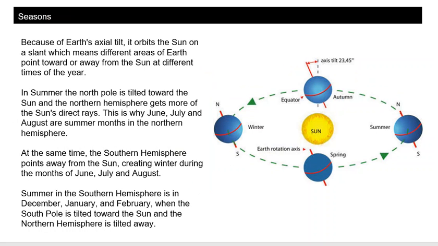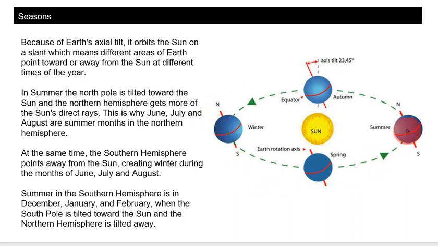So because of Earth's axial tilt, it orbits the Sun on a slant, which means different areas of Earth point towards or away from the Sun at different times of the year. So remember, this is the Sun, and then this is the journey of the Earth around the Sun during the year. So remember, 365 days is a year, so that's how long it takes for the Earth to go around the Sun, and that's what a typical year is.